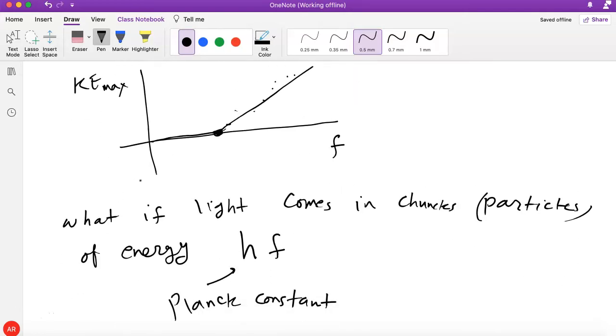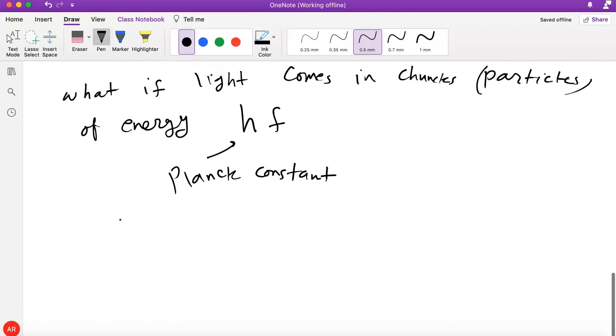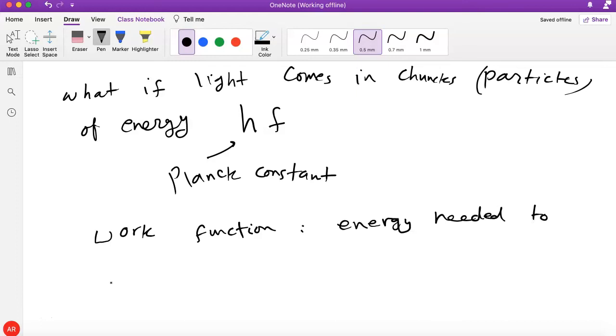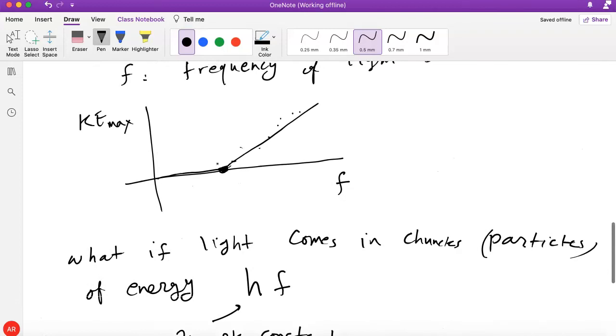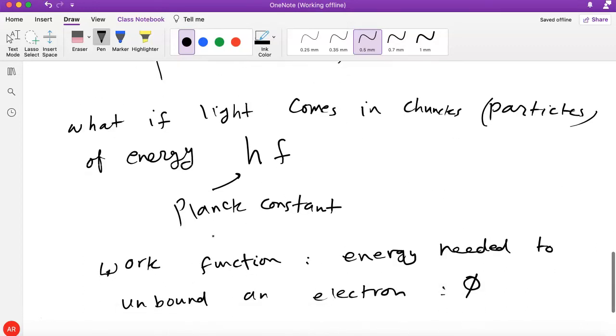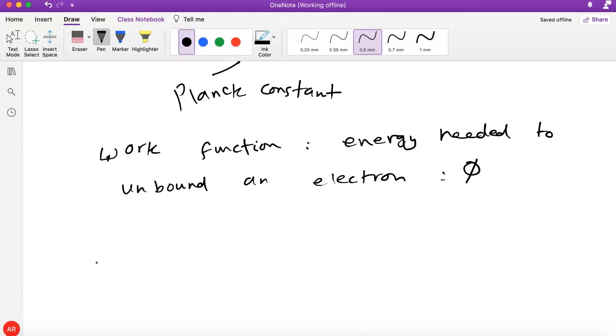Furthermore, it just explains this, right? Because suppose there's some constant energy to remove an electron from the material. It's bound in there, right? And you need to spend a certain amount of energy to remove it. So let's say we introduce something called the work function, which is a property of the material. And it's just the energy needed to, let's say, unbind an electron. Let's call that phi, give it a name. So then what happens? As we increase f, as long as h times f is smaller than phi, then we cannot remove the electron.